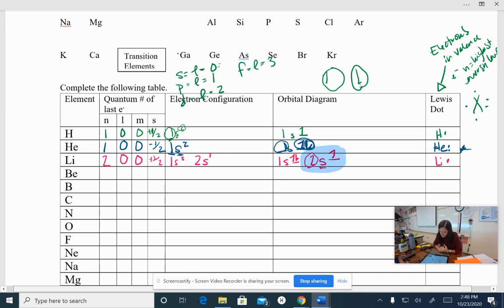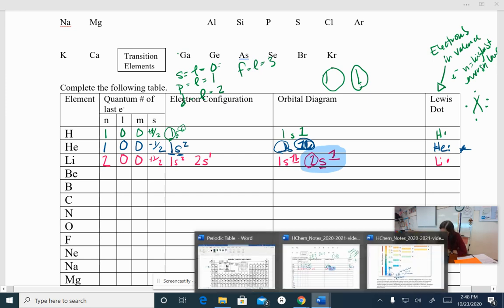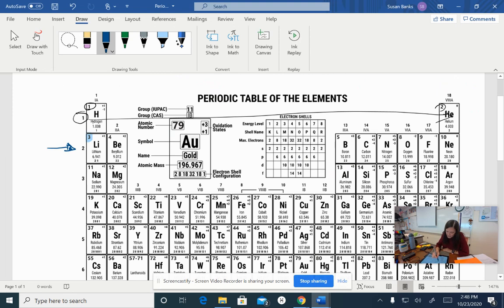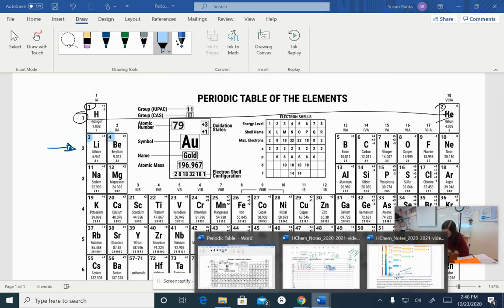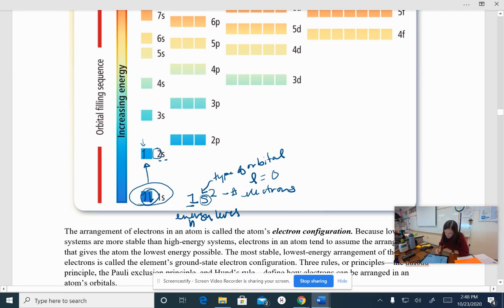Okay? Let's do beryllium. So if I look at beryllium, I now have 4 electrons. Okay, let's look in our hotel. Where is that 4th electron going to be?